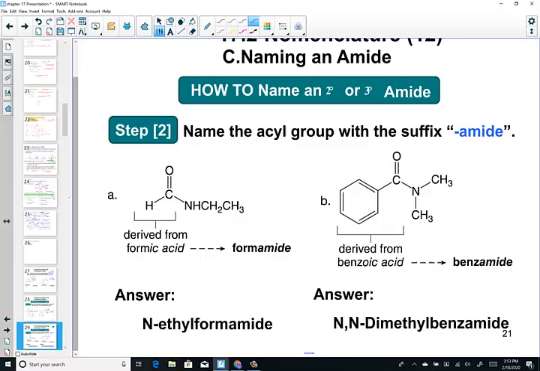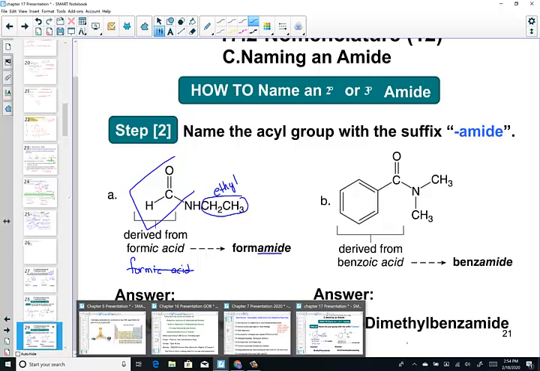In the first example, I want you to notice the original carboxylic acid would have had one carbon. A one carbon carboxylic acid was called formic acid. So we take the ic acid and put amide, but I still have to tell you about this alkyl group. The prefix N is now going to be used to tell you the name of the alkyl group attached to the nitrogen there. This is called an ethyl group because it's 2 carbons long. N-ethyl formamide. That's the answer to letter A.